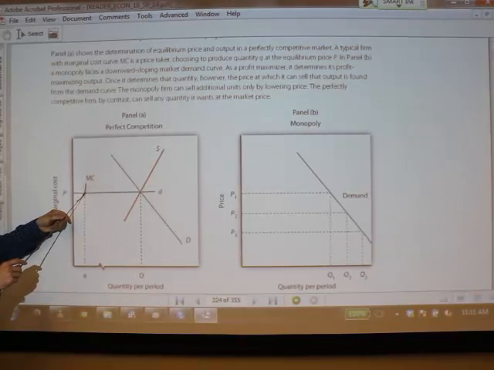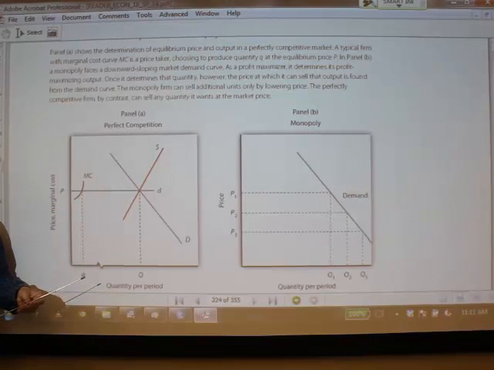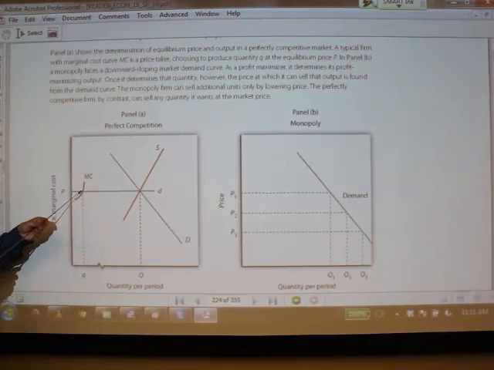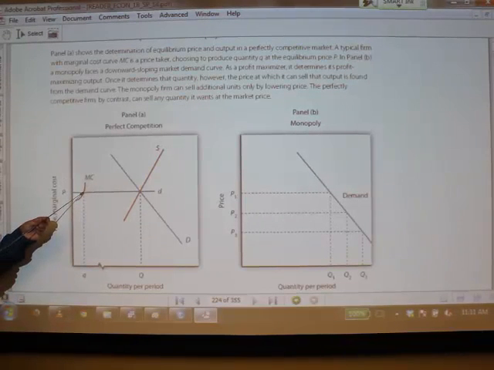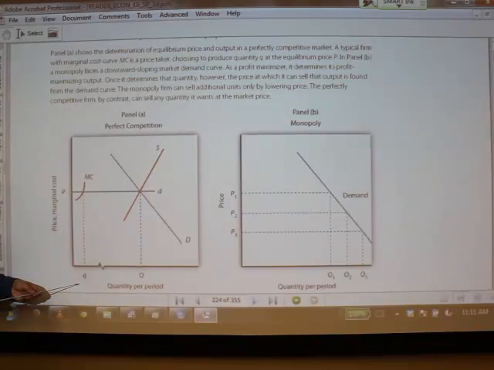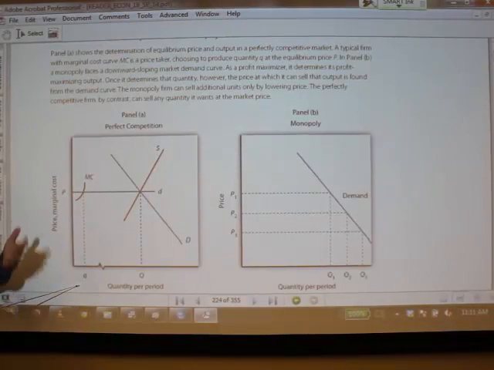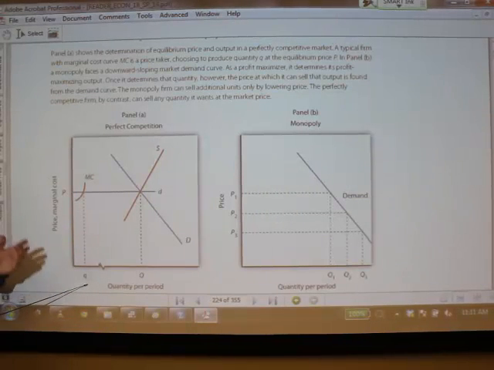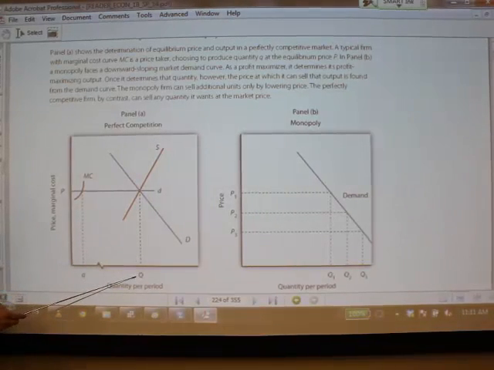And you might recall that in perfect competition, for a perfectly competitive firm, price equals marginal revenue. So in fact, at this point right here, price equals marginal revenue, profit for that firm is maximized, and they're going to produce this quantity, small q. But there are many firms just like this firm in this market. And so altogether, they produce big Q.